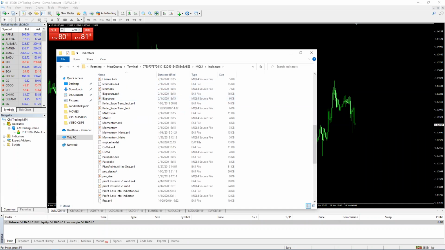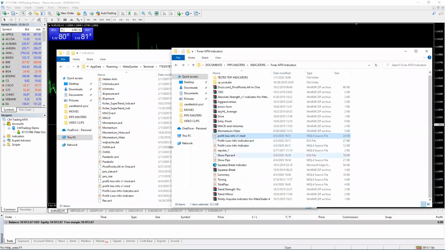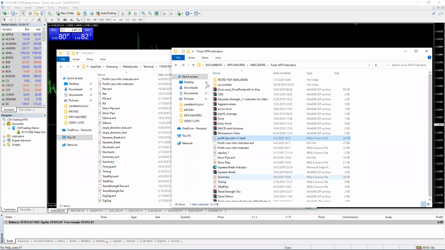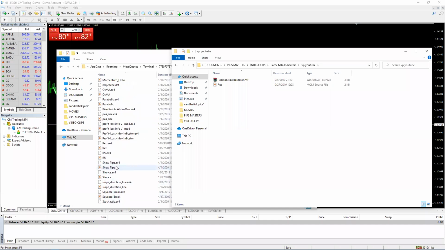So you go back to the folder yenye iko na your downloaded indicator. Just a minute. So this is the file folder. So tunataka kutumia, okay, niko na so many installed already, but what we need, we're going to be using Forex. Okay.